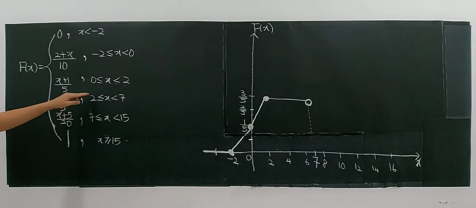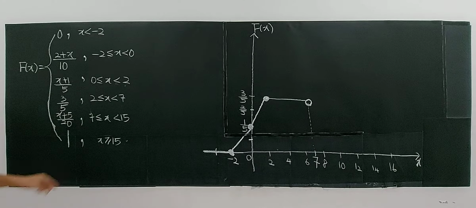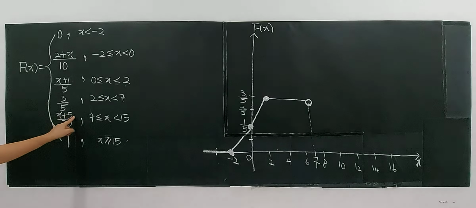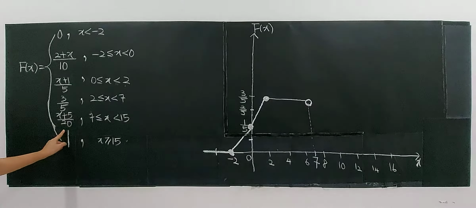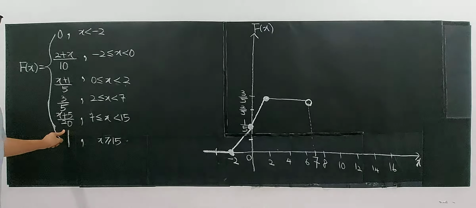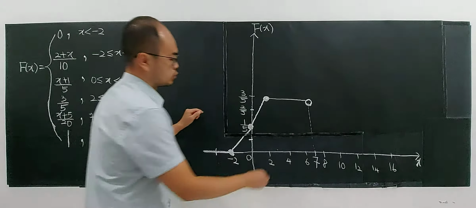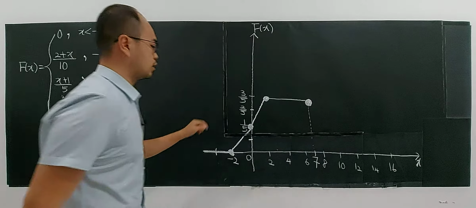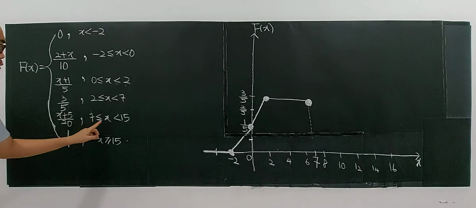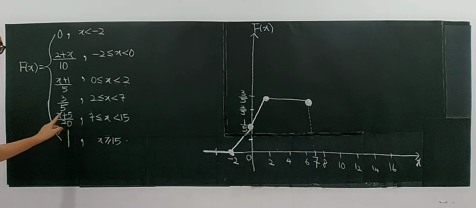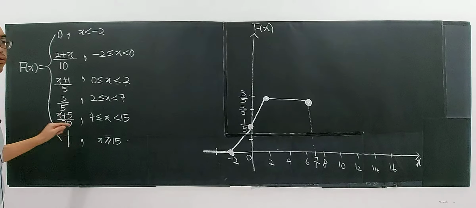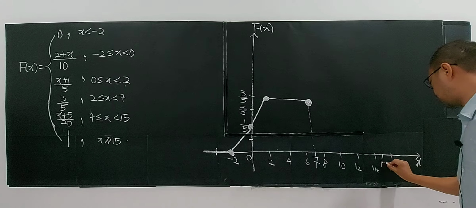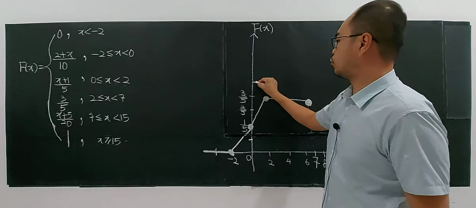So if you look at it, 2 to 7, 3 over 5. Later on, when you put 7 here, 7 plus 5 is 12, 12 over 20, which is 3 over 5 also. And this hole will be filled in again. Later on, at 15, 15 plus 5 is 20 over 20, so during 15, it will be reaching 1.